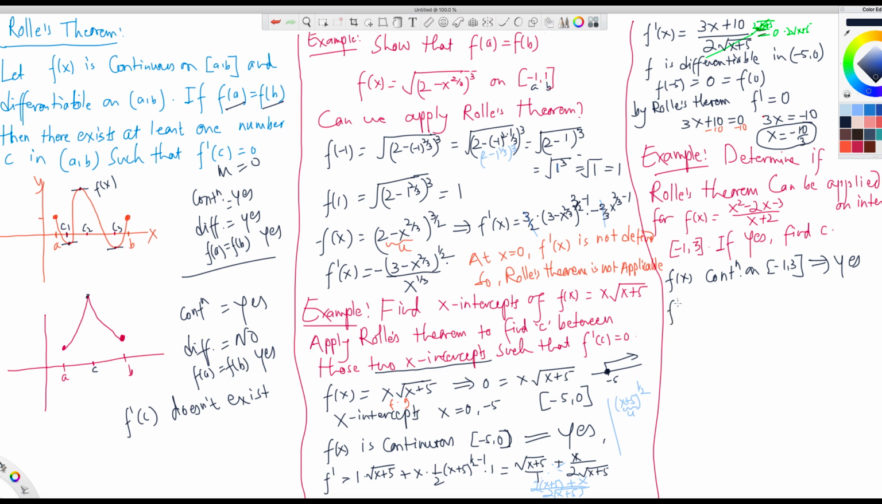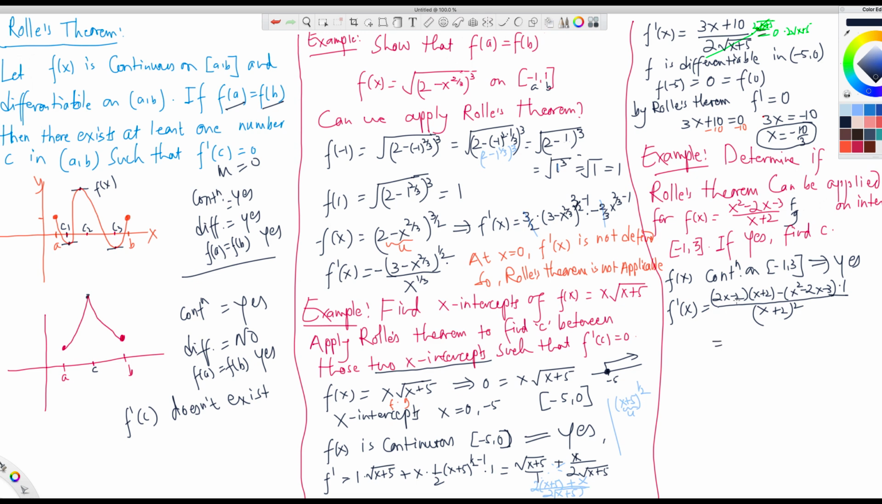Let's find f prime to check the differentiability. This is like f over g. What is the formula for the derivative by the quotient rule? f prime is 2x minus 2, the derivative of the top, times g, which is x plus 2, minus f, which is x square minus 2x minus 3, and then divided by x plus 2 square. Why did I miss that g prime? Because g prime is 1, since the derivative of x plus 2 is 1. So I didn't write that one.